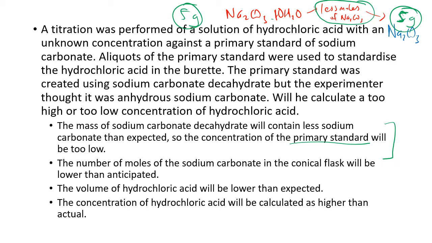Now the primary standard gets put into aliquots, right? So it's in the conical flask. So the number of moles of sodium carbonate in the conical flask will be lower than expected. That means that the volume of the hydrochloric acid that you add to it will be lower than expected, because again, you're just going to need less of it. Then, for the exact same reason as the last one, the concentration of hydrochloric acid will be calculated as higher than actual because you need less of it to neutralize the substance. Okay, same concept as the last example.